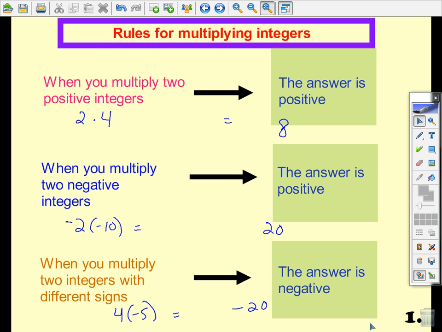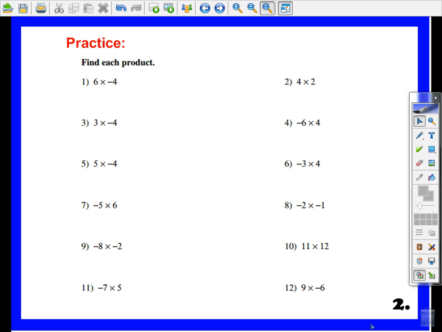Feel free to try these at your own pace while I do some of them on the board. I have 6 times negative 4, which is going to result in a negative 24.